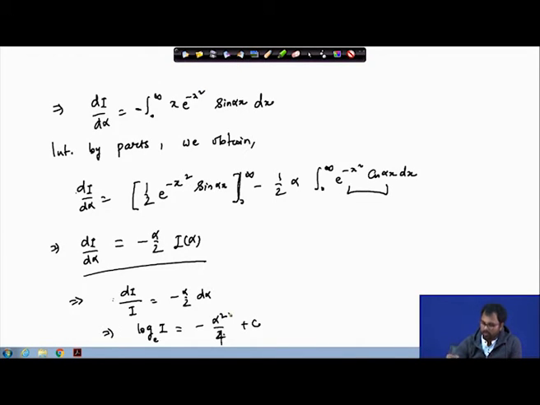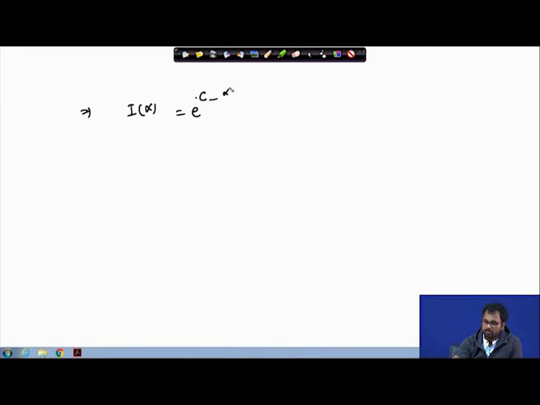Is it plus? No, it's minus alpha square by 4 times this. All right. So now we find out the value of I0. So when alpha is 0, then this will be e to the power c minus 0. So basically e to the power c. So let us call this equation number 1, this equation number 2.